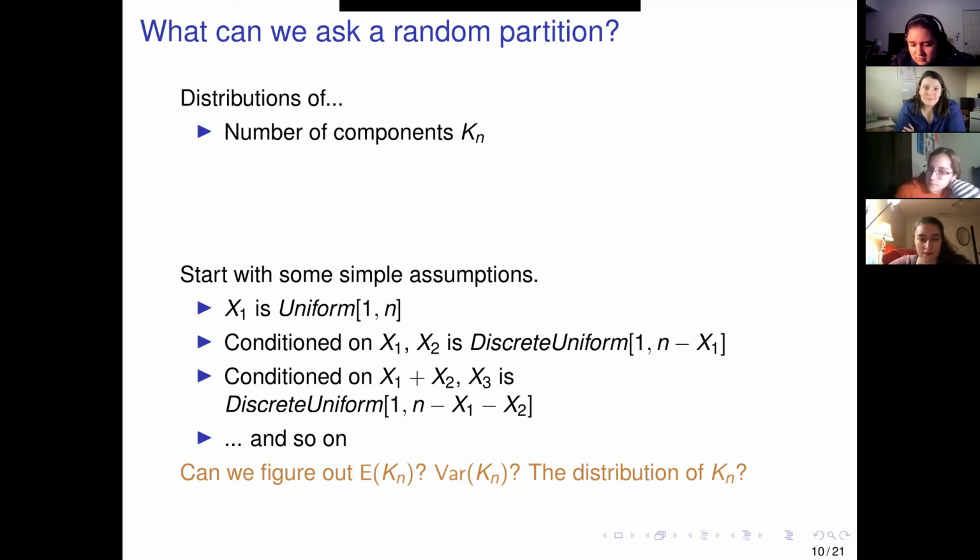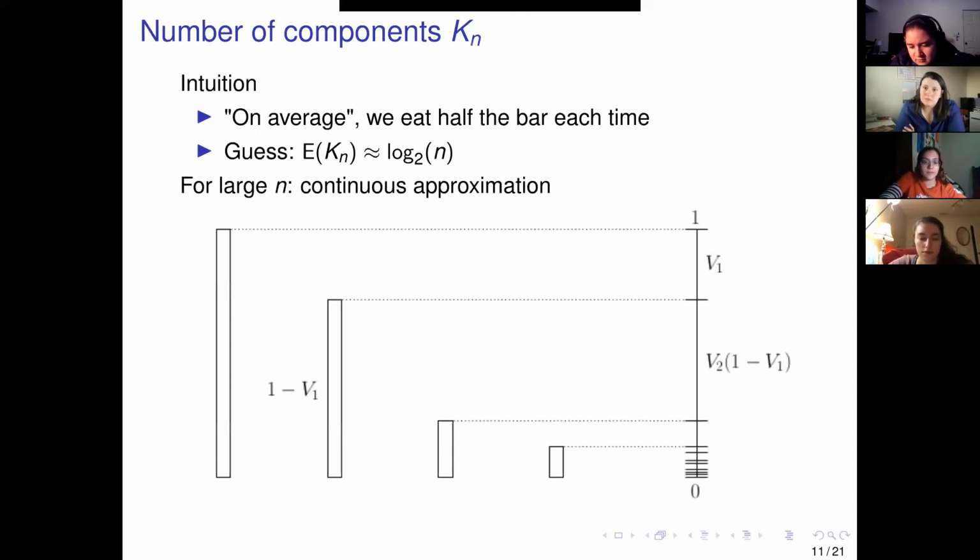Let's just try to figure it out. So here are some simple assumptions. x1, the first piece, is going to be a uniform number between 1 and n. And then conditioned on x1, x2 is going to be a uniform number between 1 and n minus x1. And then conditioned on x1 plus x2, x3 is going to be a uniform number between. So basically, I'm just doing a uniform stick breaking. So with this, can I figure out the expected number of components? What's the variance and what's the distribution?